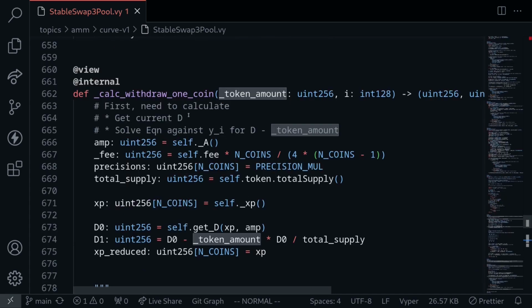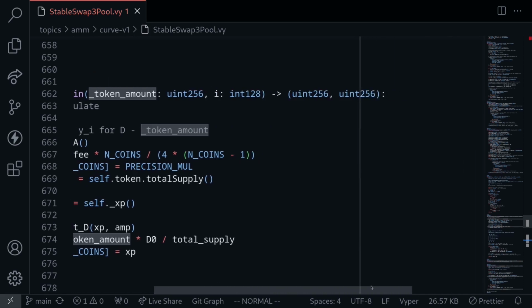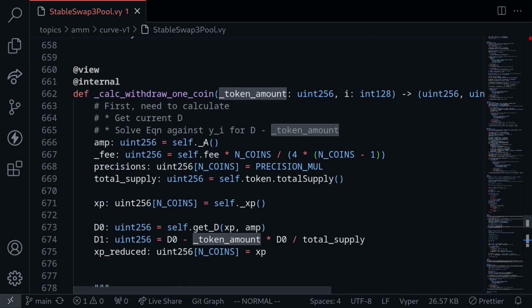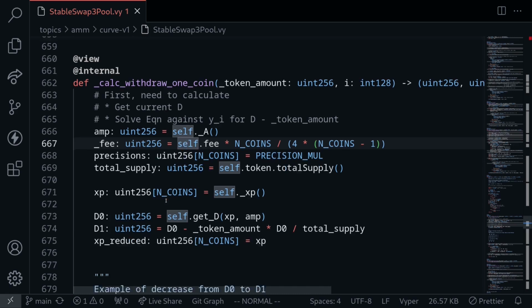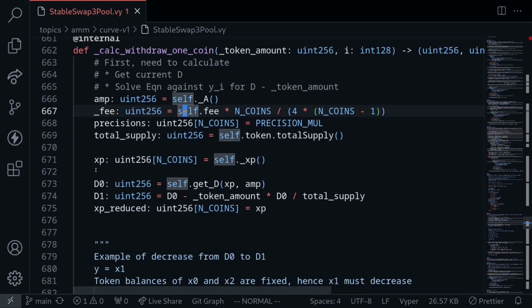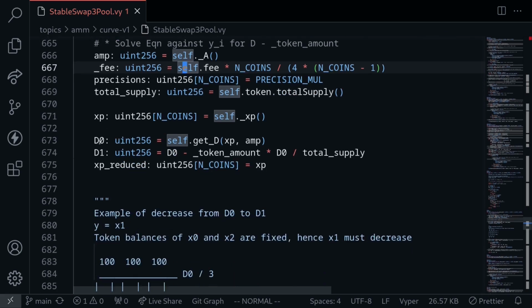Okay, here's the internal function calc_withdraw1coin. For the inputs, it's going to take in the LP amount and the token that you wish to withdraw. For the output, it's going to calculate the amount of token that you will receive and the fees. The first part is to get the A parameter, and then next it initializes the variable that is used for the imbalance fee. It creates an array called precisions, caches the total supply of LP tokens, and then gets the balance of tokens that are normalized to all have 18 decimals, and then it calculates the liquidity D0.